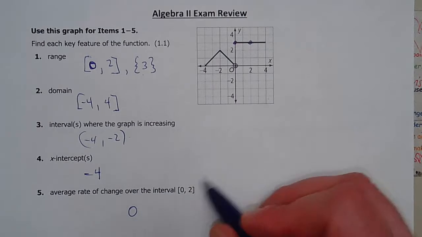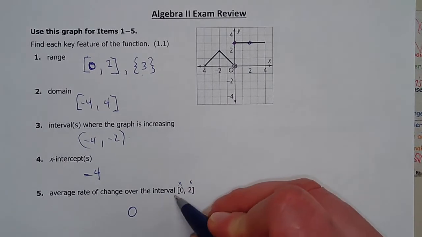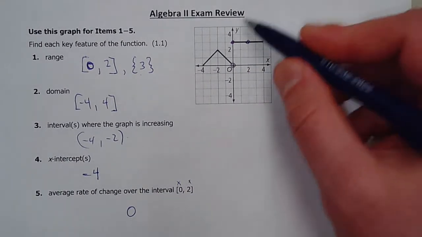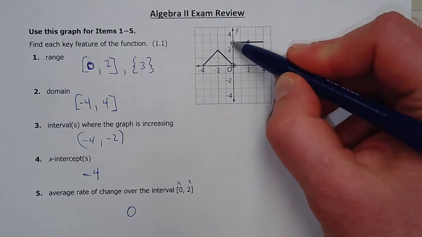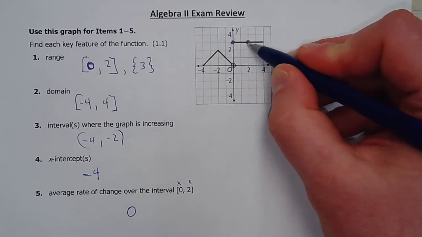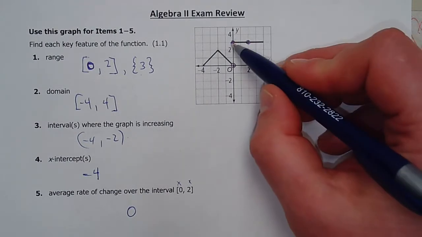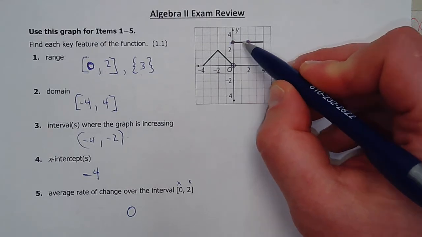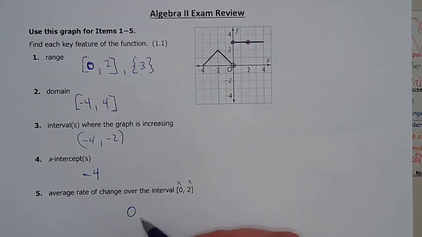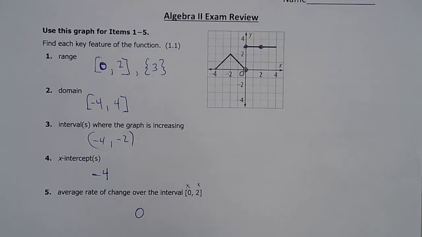And then rate of change, and remember, these are x values. So we're saying from when x is 0 to when x is 2. So when x is 0, you're right here. When x is 2, you're right here. The rate of change between those points is, well, there's no rise, so it's rise of 0 and run of 2. So it's 0 over 2, which is just an average rate of change of 0.